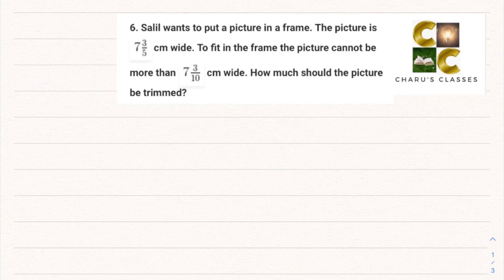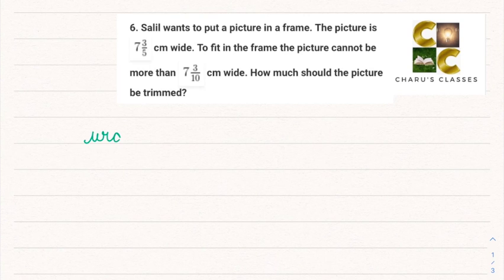Today we are doing fractions and decimals, exercise 2.1, question number 6. Salil wants to put a picture in a frame. The picture is 7 3/5 centimeters wide, and to fit in the frame the picture cannot be more than 7 3/10 centimeters wide. How much should the picture be trimmed?